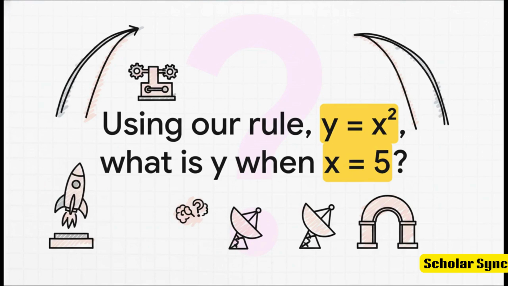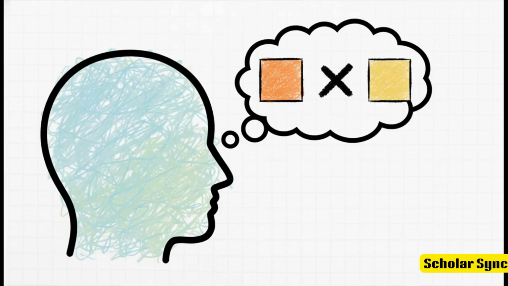So here's your challenge. Using our secret rule, y equals x squared, what's y going to be if we choose x to be 5? Go on, think about the rule. I'll give you a second. Got an answer in your head? Just remember the rule. It's just the number times itself.